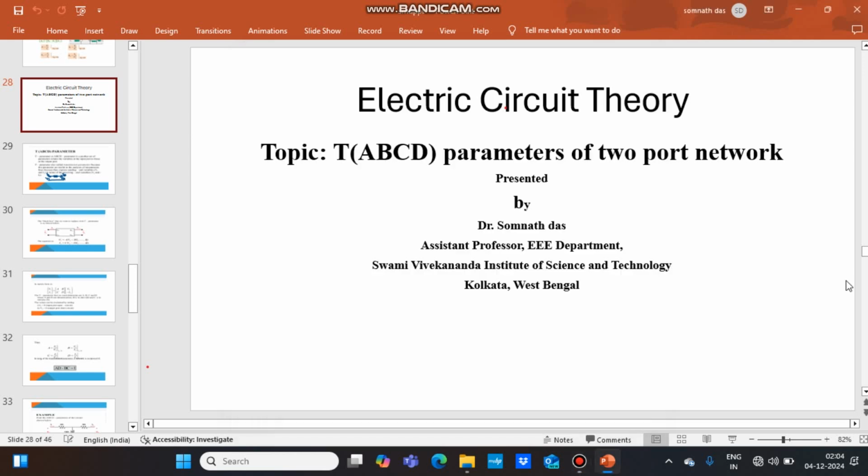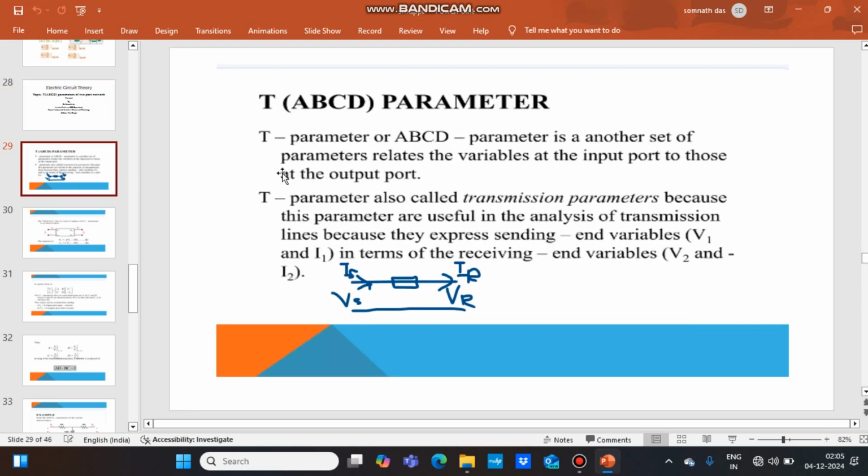In this lecture, I am going to discuss the topic T parameters of a two-port network. T parameters are also known as ABCD parameters. The T parameter or ABCD parameter is used to represent a transmission line in an electrical system.